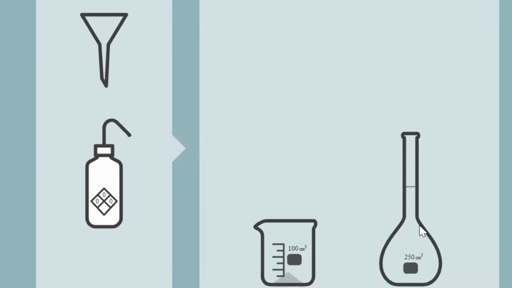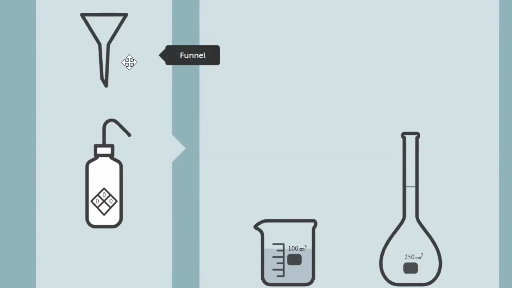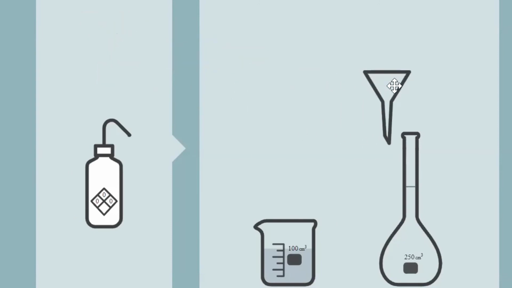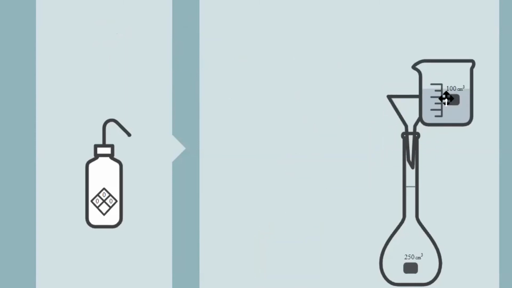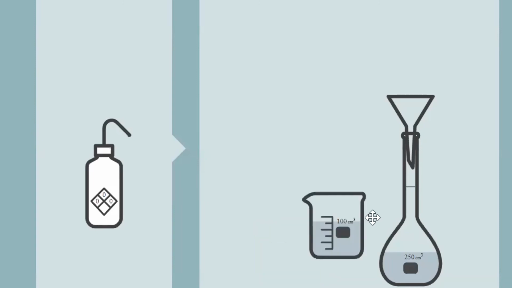then add water to reach this calibration line. So we start. Firstly, I add some water to this sodium carbonate to dissolve it. Then I use a funnel to transfer my solution. I make sure that I rinse this beaker so I don't have any sodium carbonate left in the beaker.